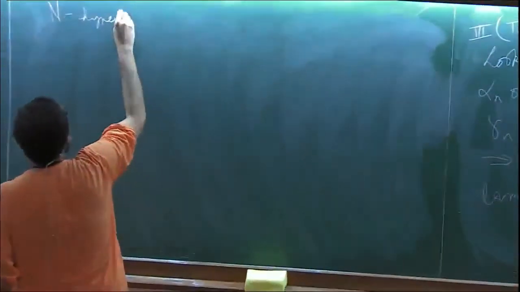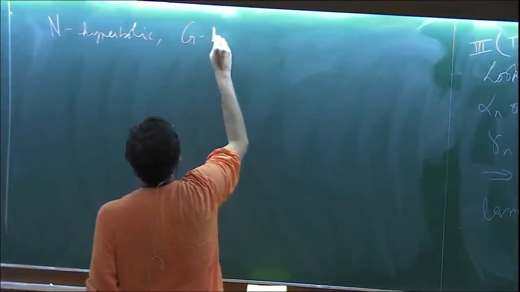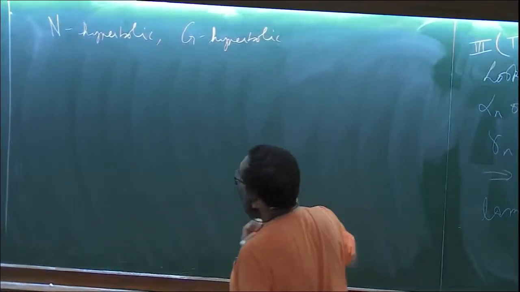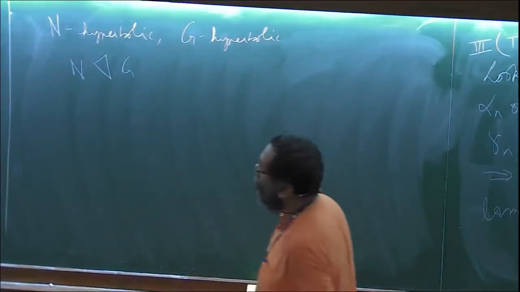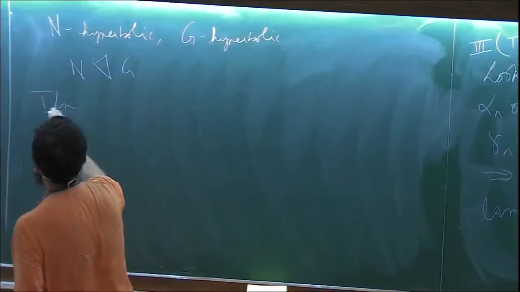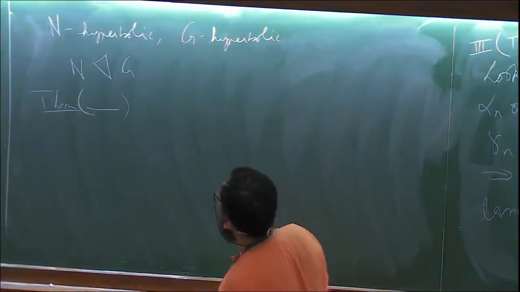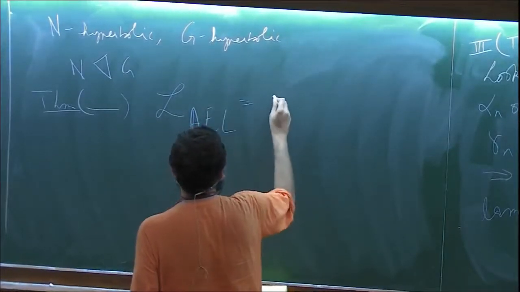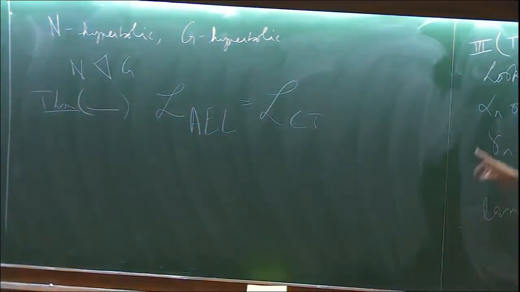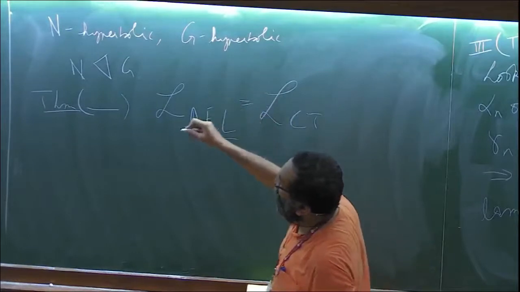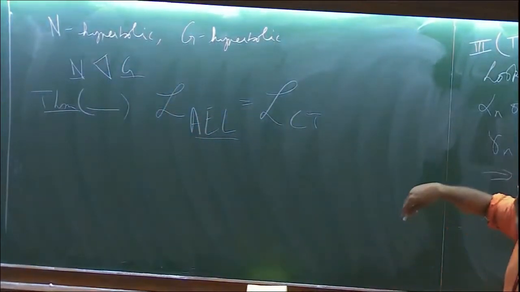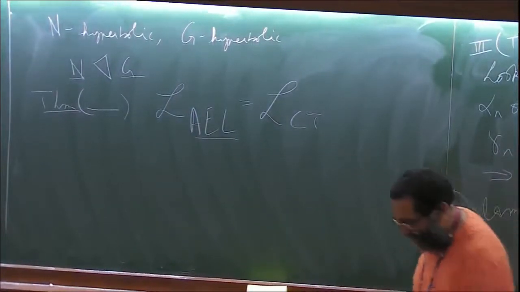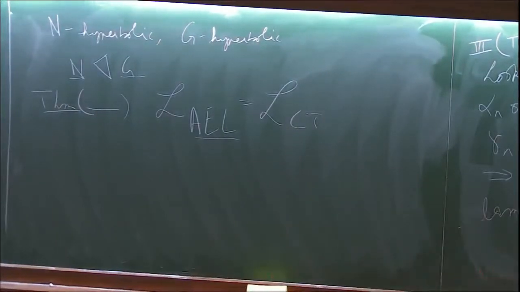So suppose N is hyperbolic, G is hyperbolic. Now we are moving to the geometric group theory world. So N is normal in G. And this is an old theorem in this context. It essentially says that LAEL is the same as LCT. Remember that we were looking at closed geodesics exiting the end, and then we were getting a sub-algebraic ending lamination out of that. So in the particular context, when you have a hyperbolic normal subgroup of a hyperbolic group G, it's true that the algebraic ending lamination that you get from just closed curves exiting the end is the same as this Cannon-Thurston lamination.